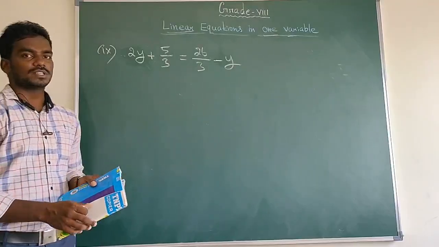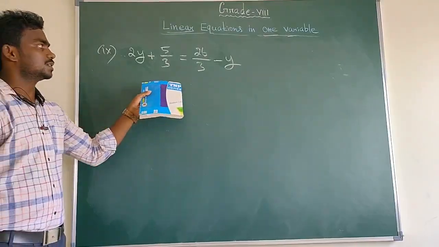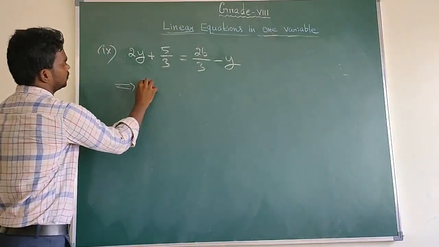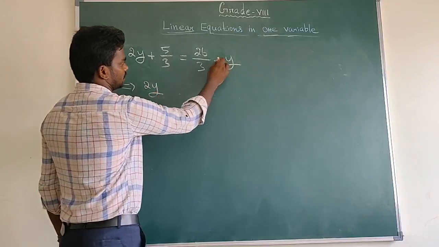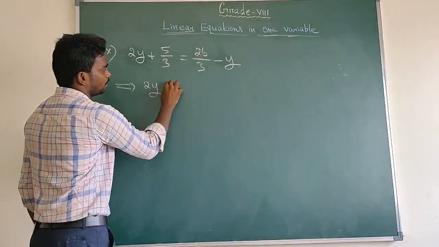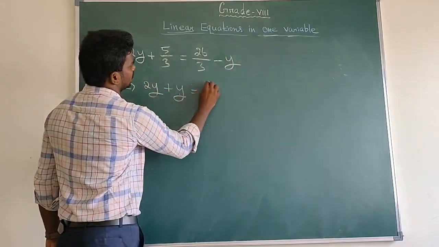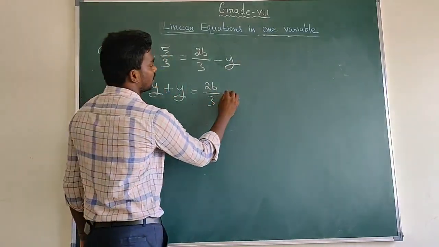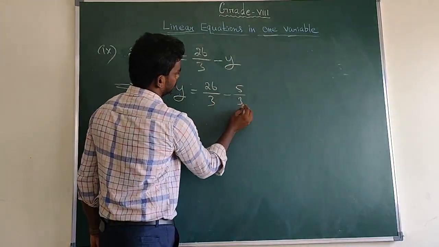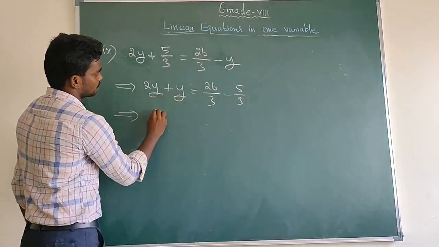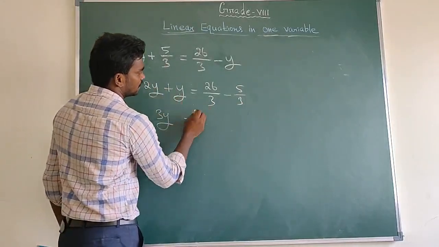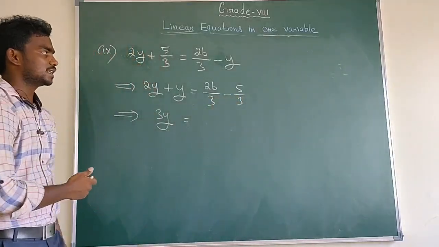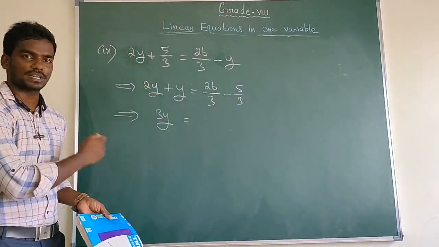Next, our 9th question is 2y plus 5 by 3 is equal to 26 by 3 minus y. This implies 2y, and the minus y is transposed to the left side as plus y, which is equal to 26 by 3, and the 5 by 3 is transposed as minus 5 by 3. So 2y plus y is 3y. Now what is the denominator value? The denominator value is the same.